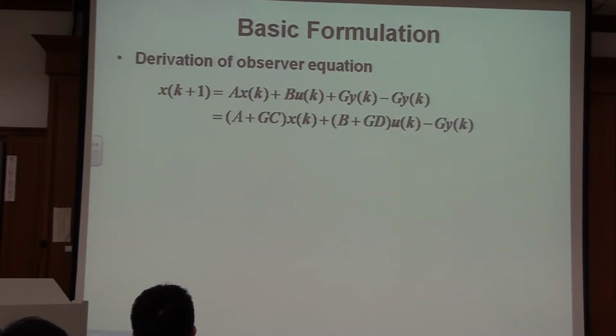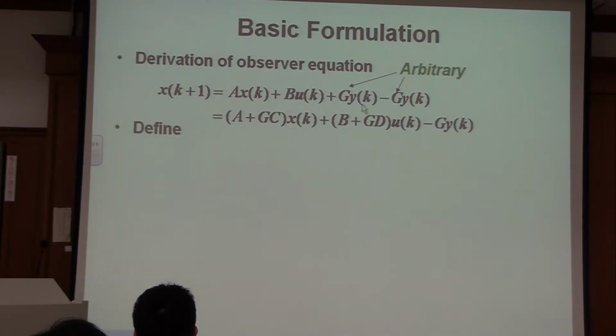The observer equation is x_{k+1} equals Axk plus Buk. Then I add a term called Gyk, and subtract another term called Gyk, and that means my equation x_{k+1} equals Axk plus Buk doesn't change, because I add one term and subtract one term. I will tell you why I want to do that later. Then this G is arbitrary. Then this is yk, I substitute yk equals Cxk plus Duk.